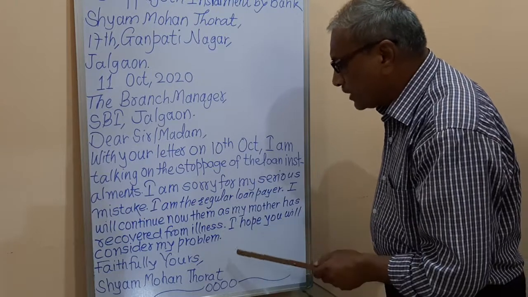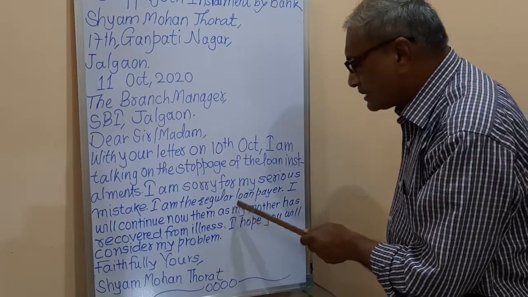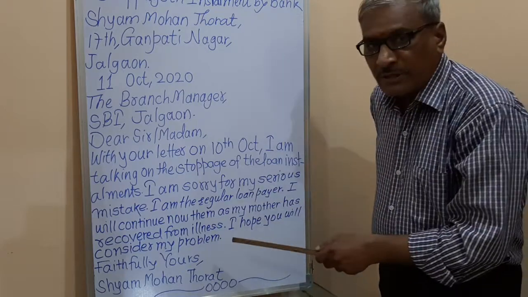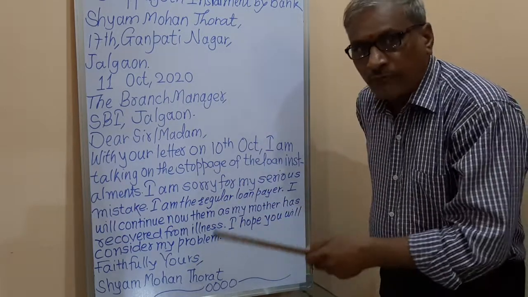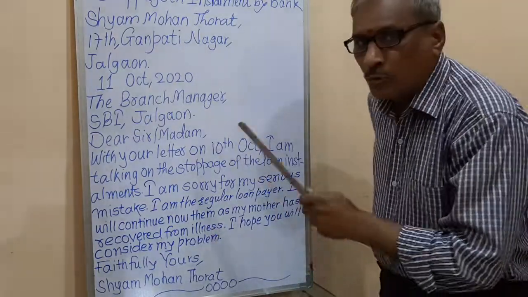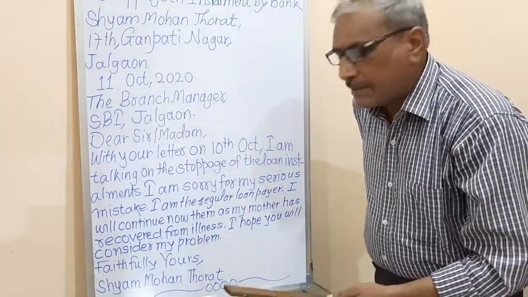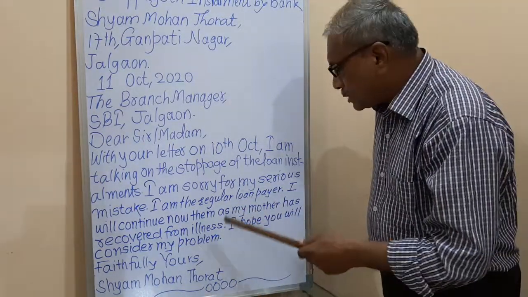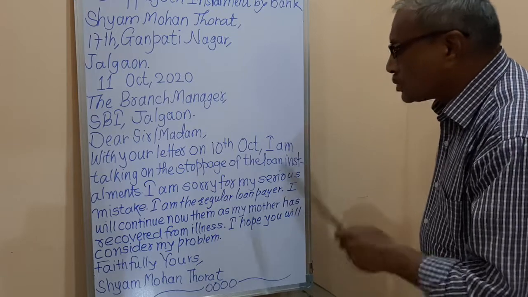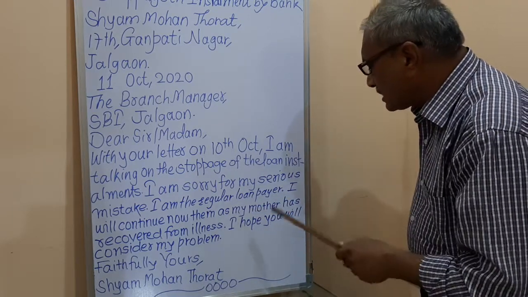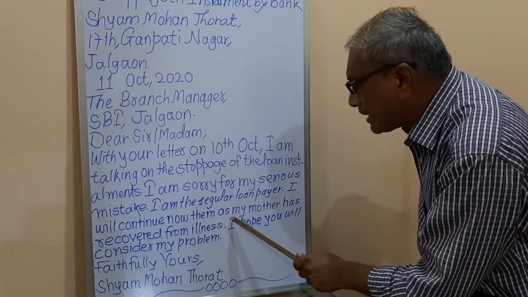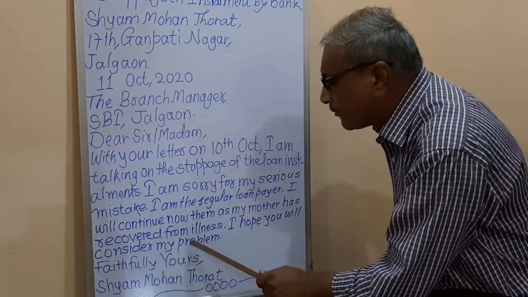The reason of the customer for not paying the installments on the proper time is that his mother has recovered from illness, means his mother was ill from a serious disease, and that's why a lot of money was spent on the illness of his mother, and that's why he had no money, and that's why he could not pay those installments on the proper time, and so he is giving the exact reason for not paying the installments on the proper time. So he focuses on the reason, that "I will continue now them as my mother has recovered from illness."